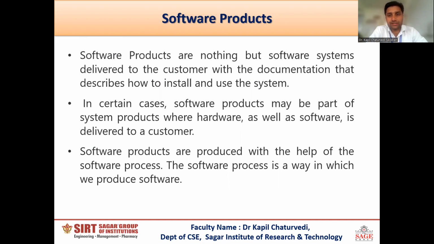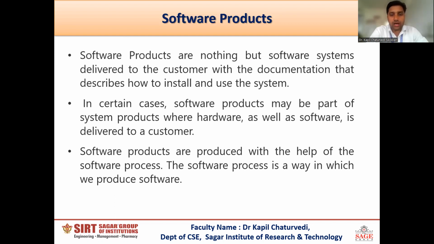Software products are nothing but software systems delivered to the customers with the documentation that describes how to install and use the system. So as we discussed, the software project is basically the software product. In certain cases, software products may be part of system products where hardware as well as software is delivered to a customer. So that may be possible. One of the modules of the project will be known as product.